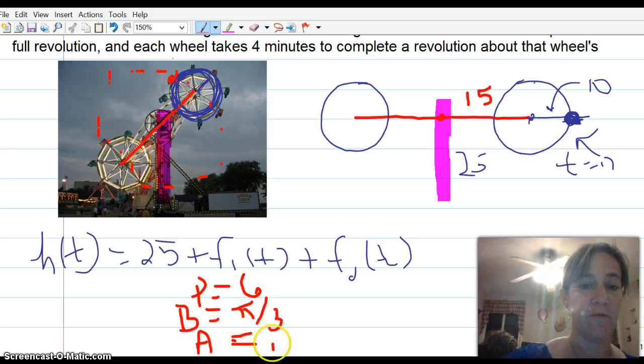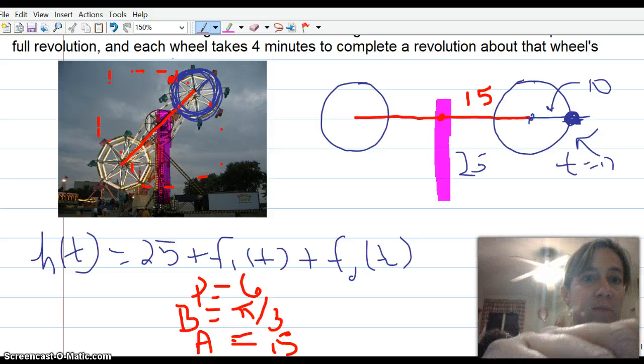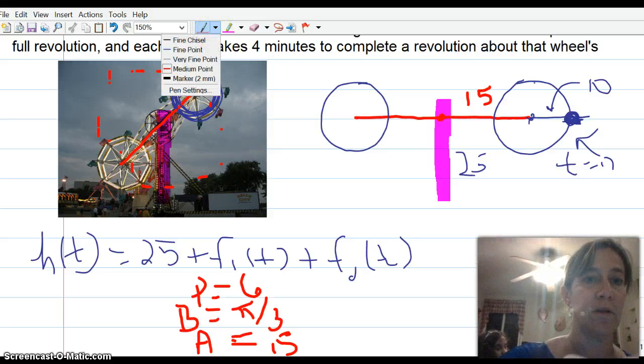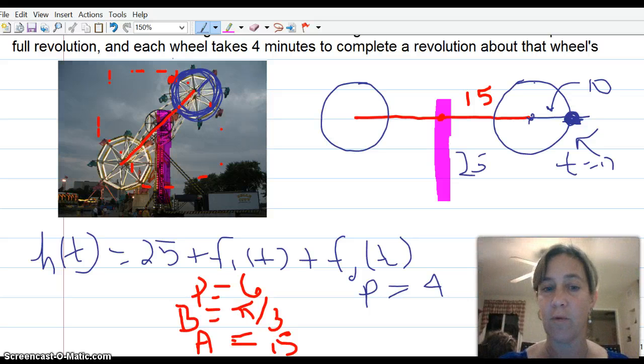The biggest distance we go from the center is 15 meters, because that big revolution has a radius of 15 meters. At the same time, we're on our little wheel. The little wheel that we've marked in blue has a period of 4 minutes. It takes 4 minutes to go all the way around.